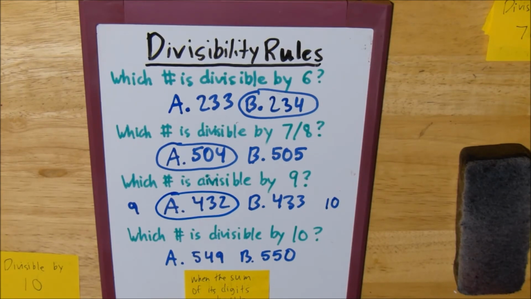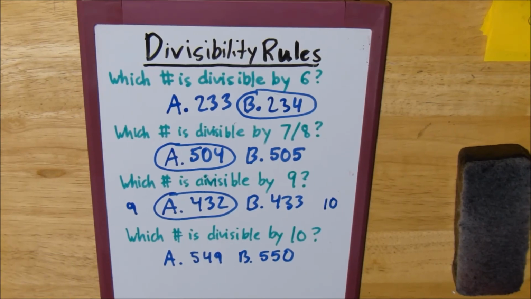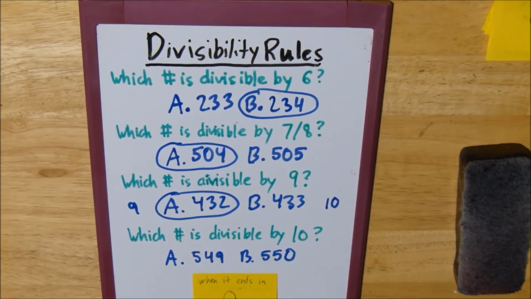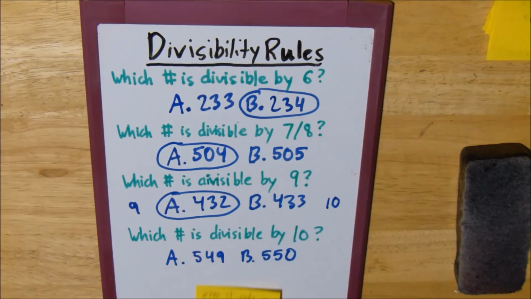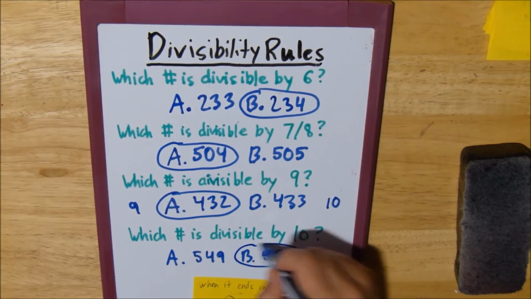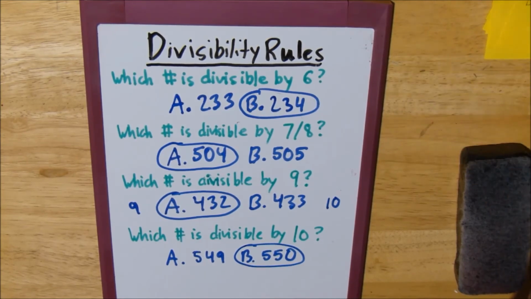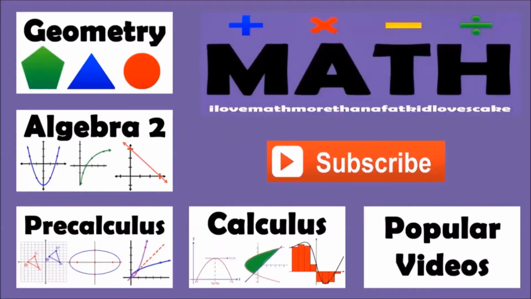Right? And then this last one is a little bit like 5, and I think it's pretty simple. It's pretty easy to remember. It must end in 0, right? So our answer here is 550. And that's essentially just how easy these divisibility rules are.